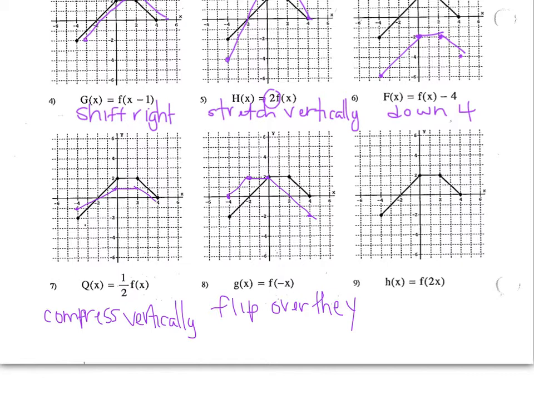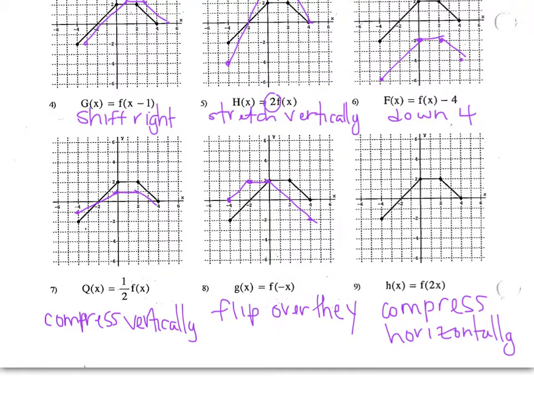Number 9, f of 2x, the 2 is on the inside, so it does the opposite of what I think it should do. I think of 2 as a big number, so I think that it would grow, but it's actually going to shrink, so it's going to compress horizontally. So all of my x coordinates are going to be reduced by 1/2. The y coordinates stay the same. So I have -4 becomes -2. 0 stays the same. 2 becomes 1. And an x coordinate of 4 becomes 2. So it is compressed horizontally.